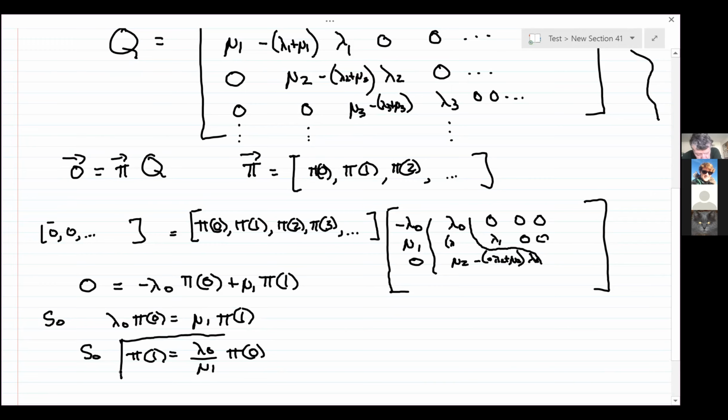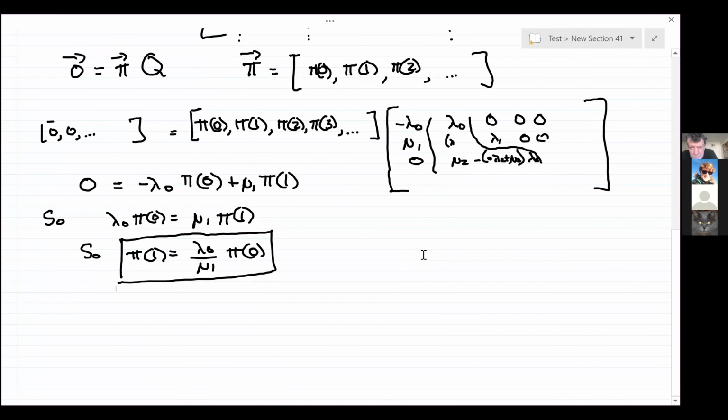Box it. Keep it. We're good? That's just from the first multiplication of this infinite pi vector times the first column of the Q matrix here. Okay, let's move on.